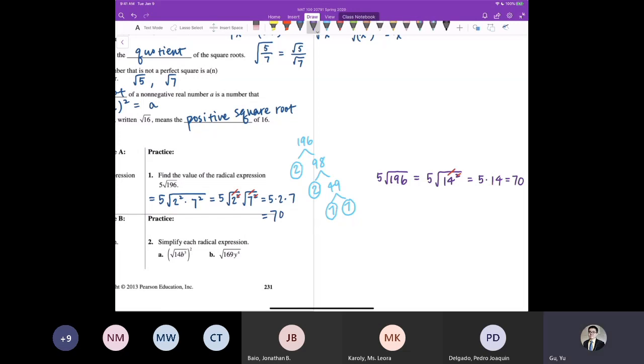Any question about number 1? Make sure you rewrite the base as a perfect square.